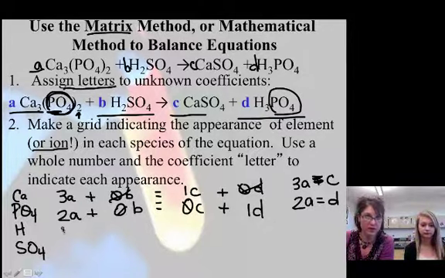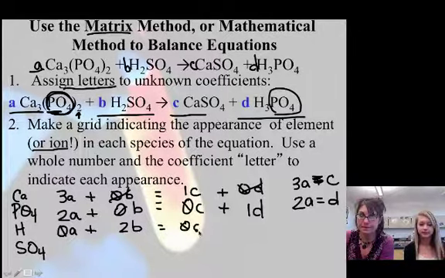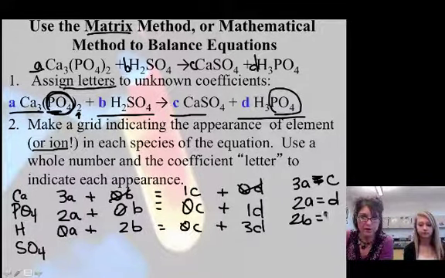Okay, hydrogen. I don't see any hydrogens in my A term, is that right? Right. How many in the B term? 2. C? There aren't any. Okay, and in the D term? There's 3. So I get 2B equals 3 times D.